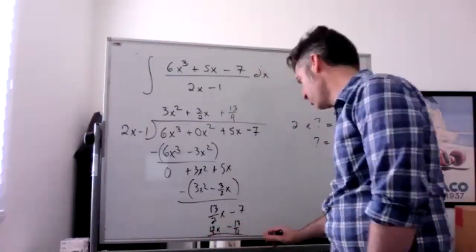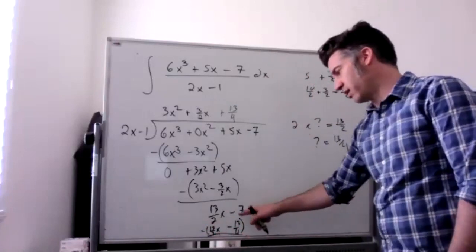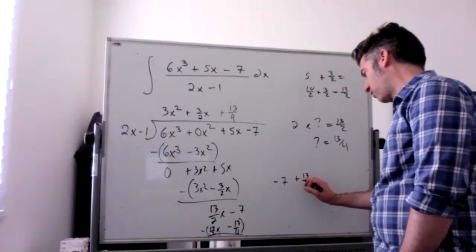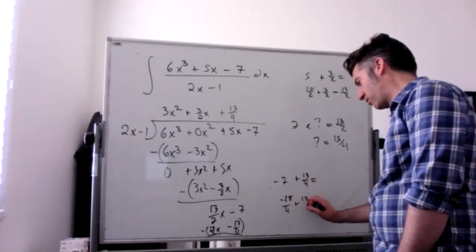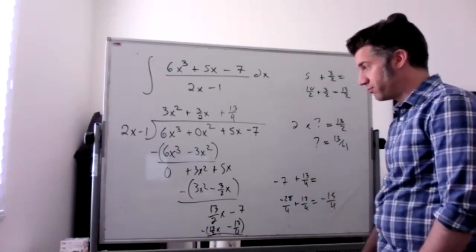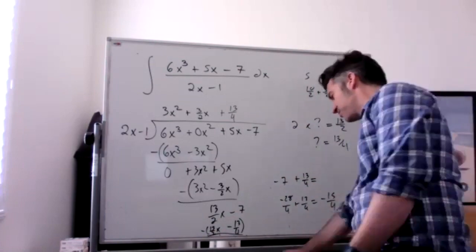And I'm running out of room. So if we do the subtraction here, we get 0 and we get minus 7 plus 13 fourths. So minus 7 plus 13 fourths is minus 28 fourths plus 13 fourths, which is negative 15 fourths. So, I'm out of room. I guess I can write it on the other side.